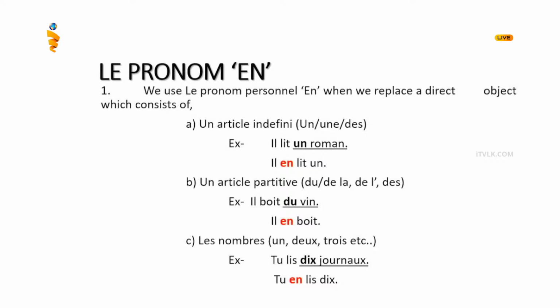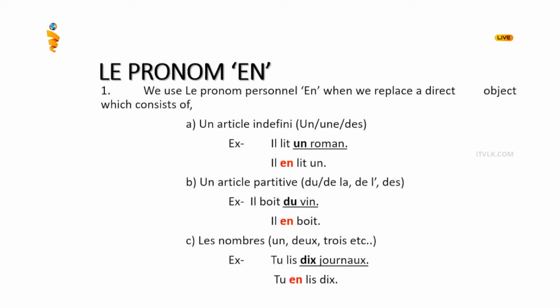If you use simple forms of verbs, that means present tense, futur simple, l'imparfait, okay, you have to place the pronoun en before the conjugated verb. So the answer is: il en lit un. And I have given you un again.